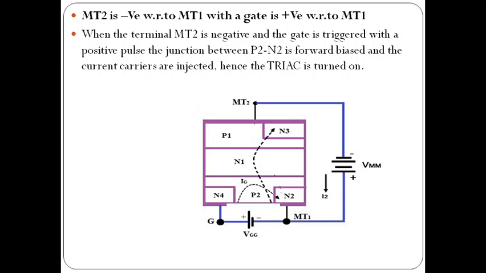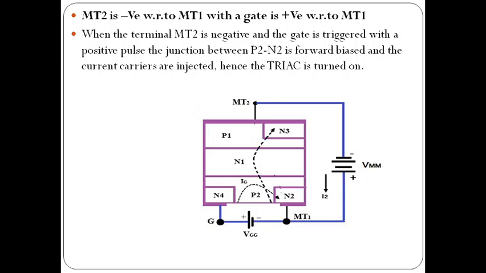with respect to the MT1. So when the terminal MT2 is negative, that means the negative terminal is connected to the MT2 and the positive terminal is connected to the MT1, but the gate pulse is positive with respect to the MT1. So if the gate is triggered with a positive pulse, then what we can say? The N2P2 junction becomes forward bias. The charge is moving from the P2 region to the N2 region. So the P2 N2 junction is in forward bias.